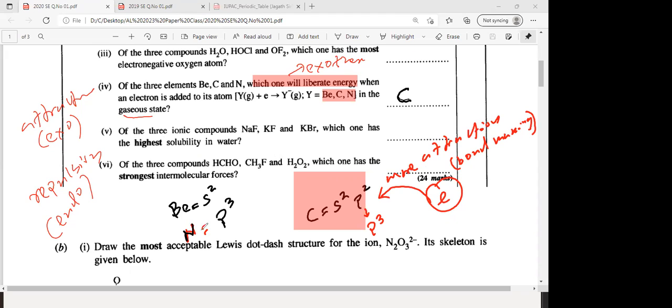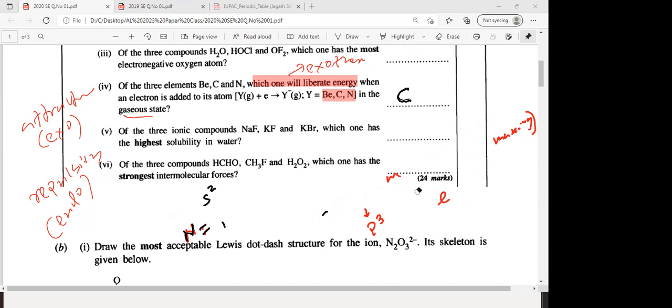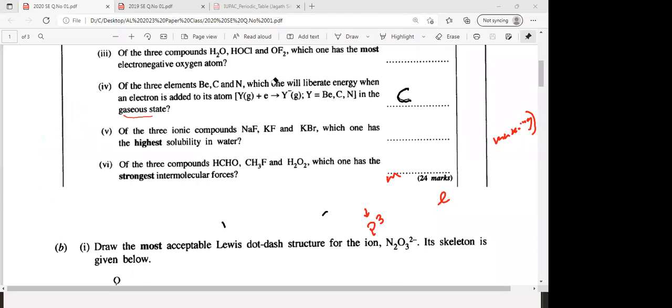Right, then next one, part 5. Shall I read this? Did you all get it? Why is carbon the answer, everyone? Then next one, part 5, can you guess the answer? Always write down the configuration you have to check, the outermost configuration, whether it's stable or unstable. Okay, next one, part 5.